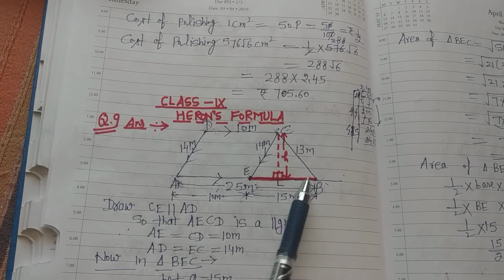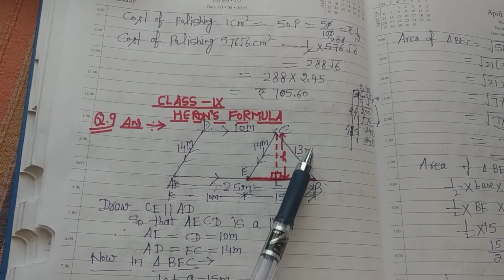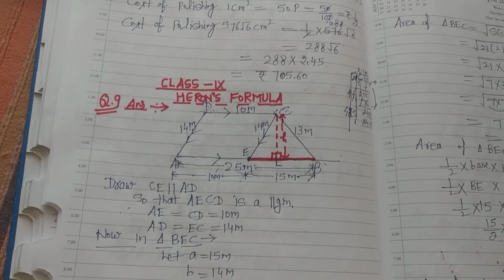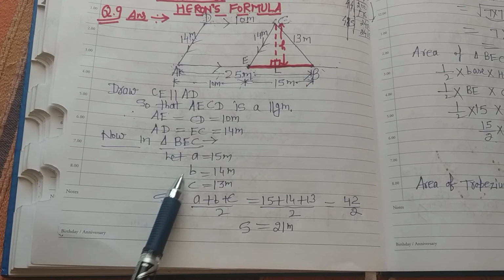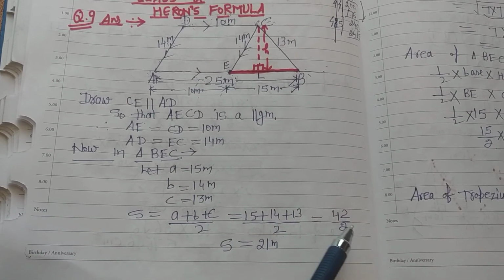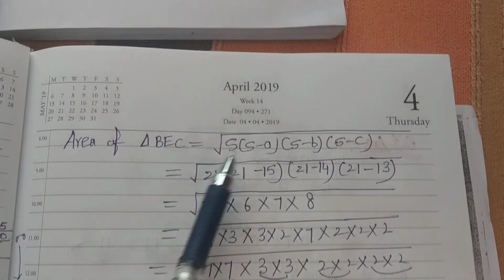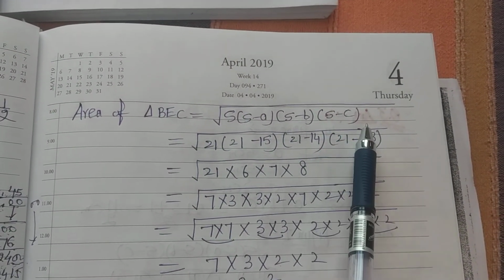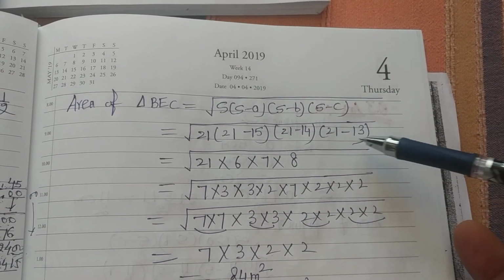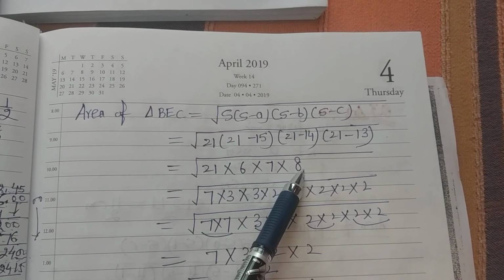So here BE is 15, EC is 14, and BC is 13. So three sides are 13, 14 and 15 of this triangle. To find the area of this triangle, a is 15, b is 14, c is 13. Semi-perimeter is (a plus b plus c) divided by 2. So it is coming 21. Now the area of the triangle by Heron's formula is root of s into (s minus a) into (s minus b) into (s minus c). So 21, 21 minus 15, 21 minus 14, 21 minus 13. So it is coming 21 into 6 into 7 into 8.